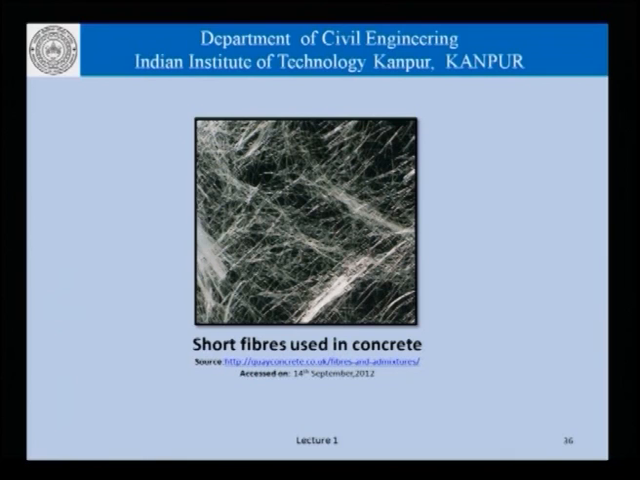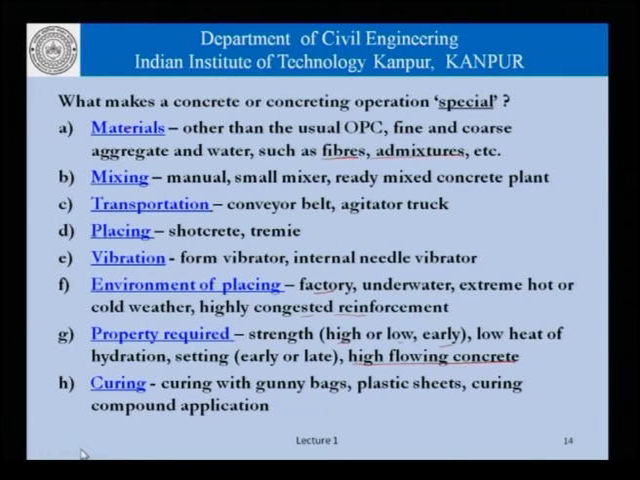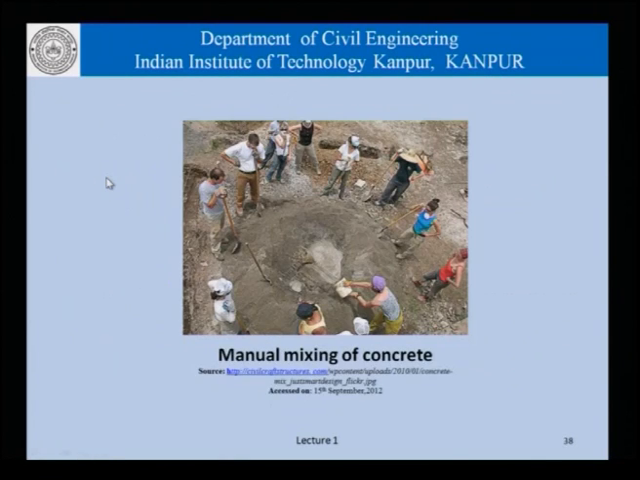Now let's look at some of the examples of this slide. Let's look at materials. Now this is the moment we add these fibers to concrete, the properties change. But so also we need to change the properties of the mortar, the properties of the materials that we have otherwise selected for a normal concrete. Let's look at mixing. This is the process of manual mixing.